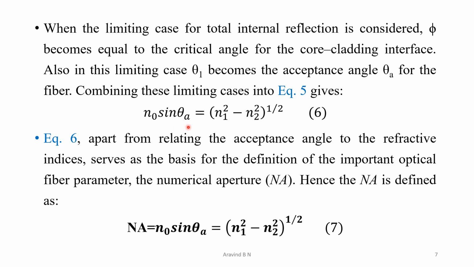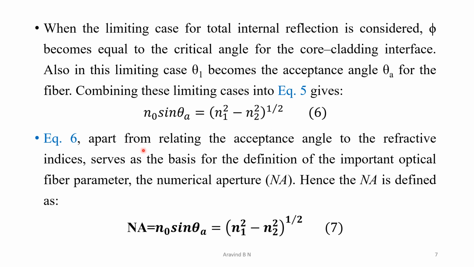Now this will be completely represented by n0 sin theta a equal to n1 squared minus n2 squared, whole to the power of half. Remember, we are considering the limiting case, the critical angle and then the acceptance angle. By making use of these two factors, the expression reduces to this form.